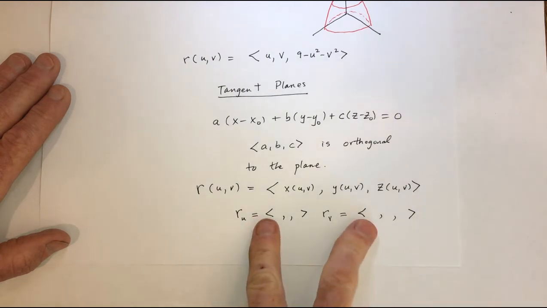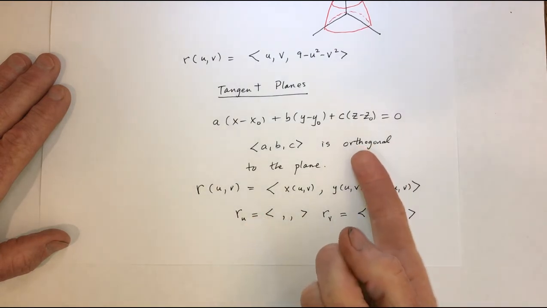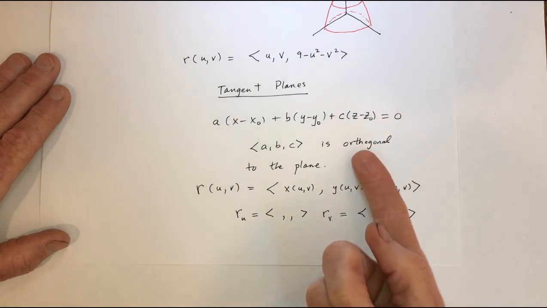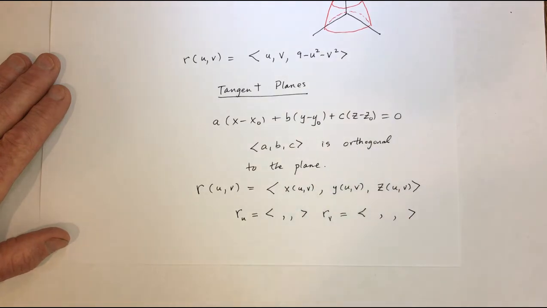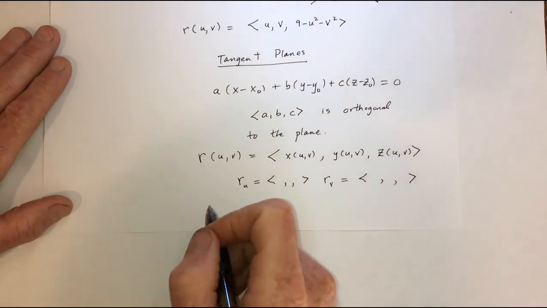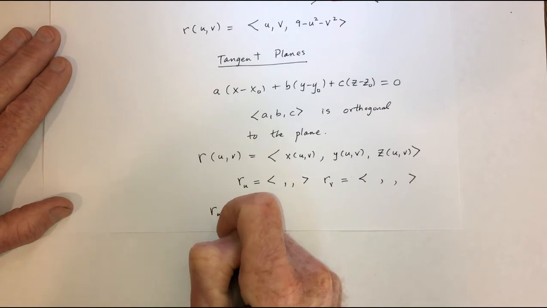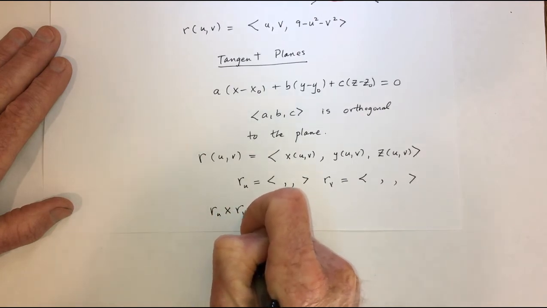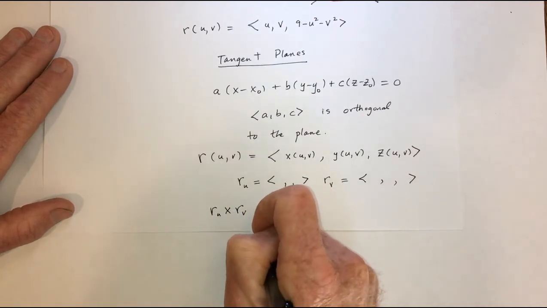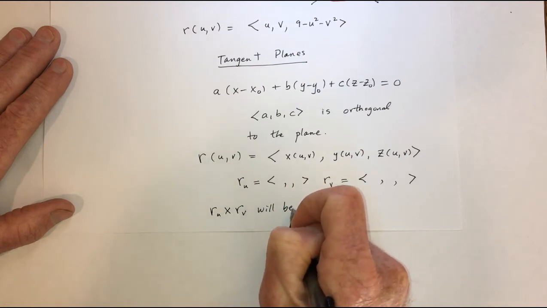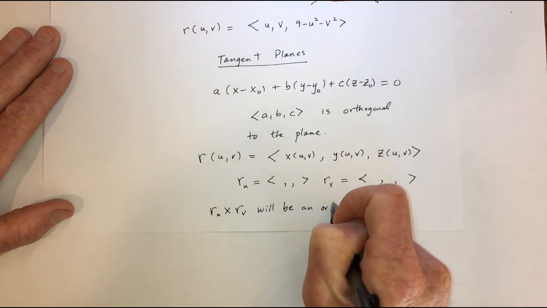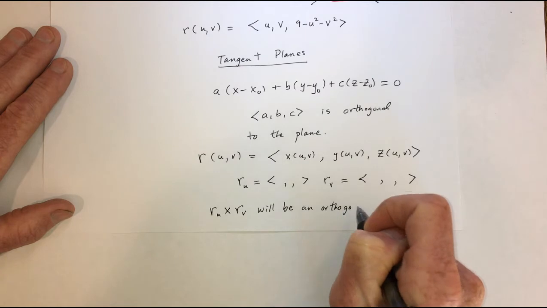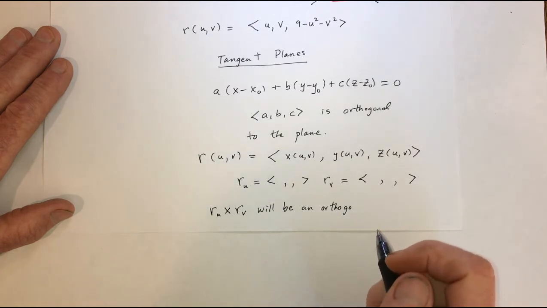So if you have two vectors and you need a vector that's perpendicular, how do you find it? That's right, cross product. So r_u cross product with r_v is what we're going to use to find the equation of the tangent plane.